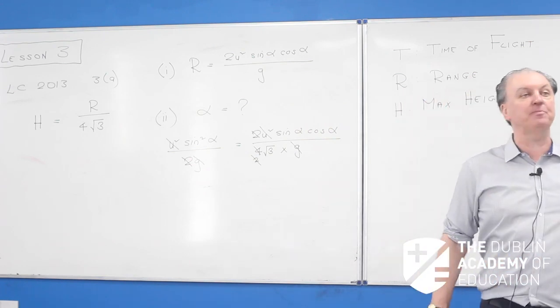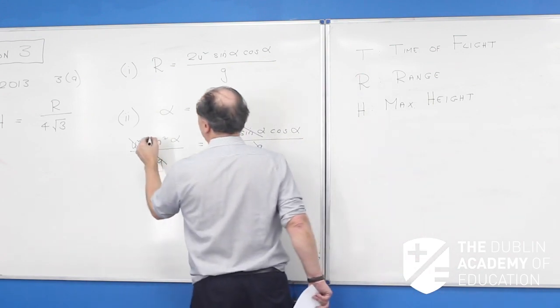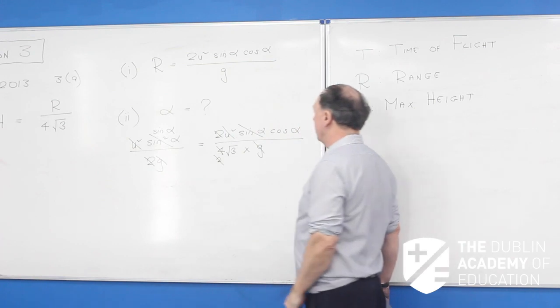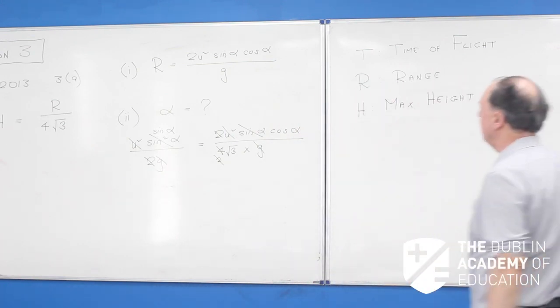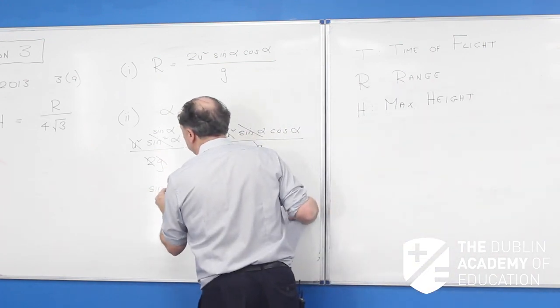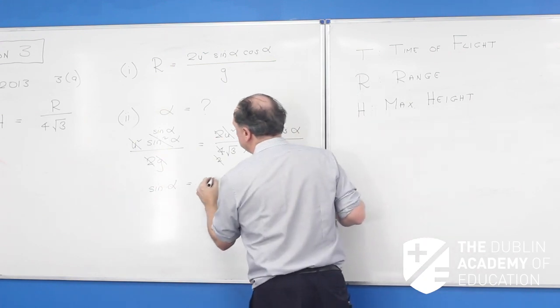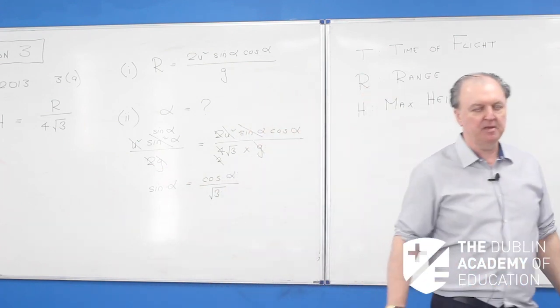You divide both sides by sine alpha, couldn't you? So the sine alpha will cancel here, and I'll be left with a sine alpha here. So a lot of carnage there. Let's see what I'm left with at the end of the day. I'm left with a sine alpha here, and I'm left with a cos alpha over root 3. That's what I'm left with. I want to solve that.